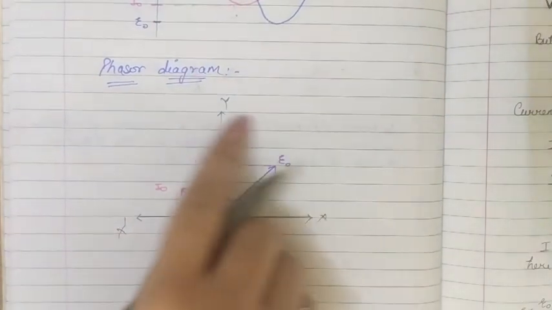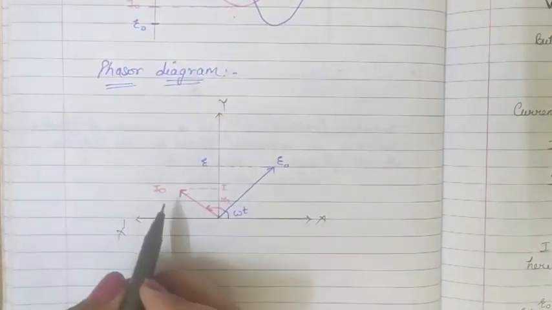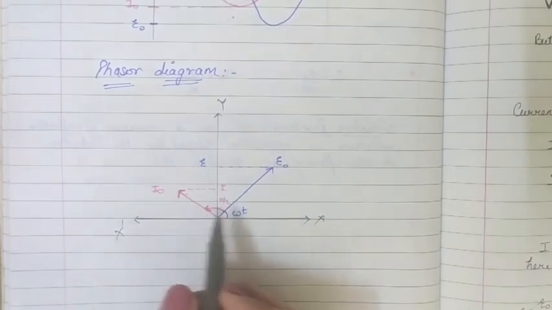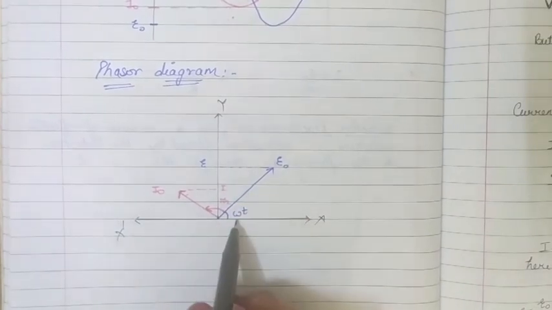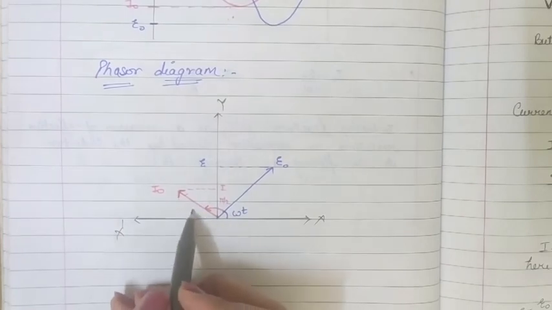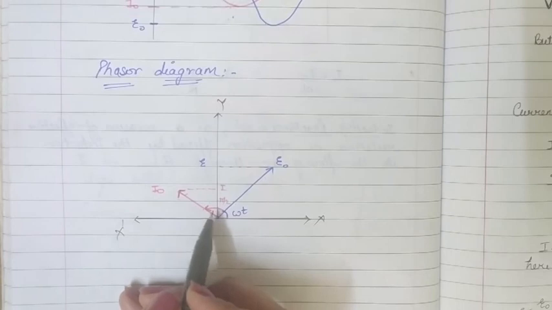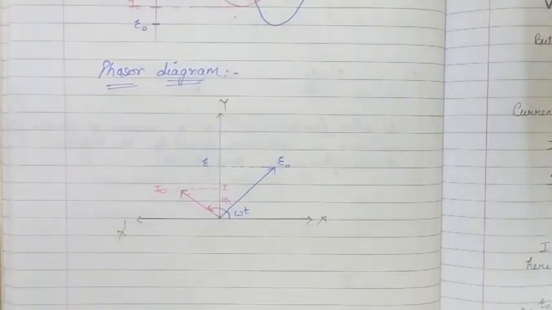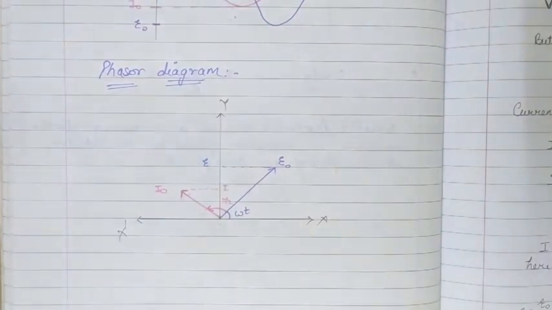So this is the phasor diagram, and it shows that current is leading EMF by pi by 2. Abhi EMF is at omega t while current is at omega t plus pi by 2. So it is moving ahead of EMF by angle pi by 2 radians. So this is the phasor diagram for a purely capacitive circuit, or an AC circuit containing a capacitor only.